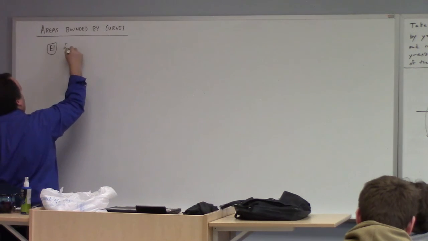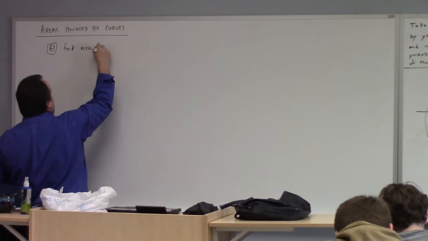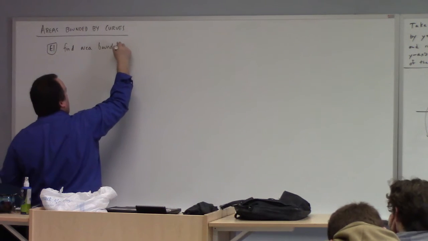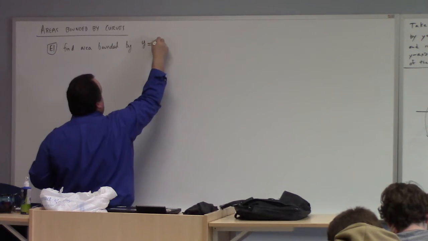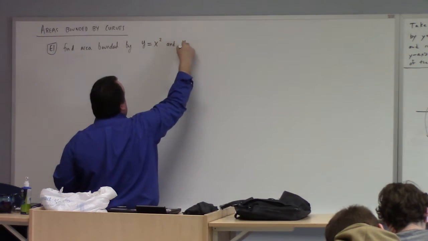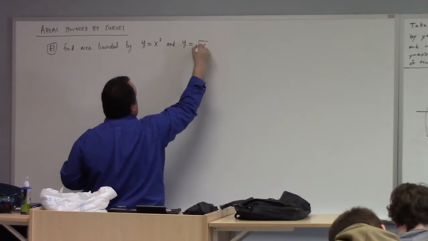So, example 1: find the area bounded by, let's say, y equals x squared and y equals the square root of x.